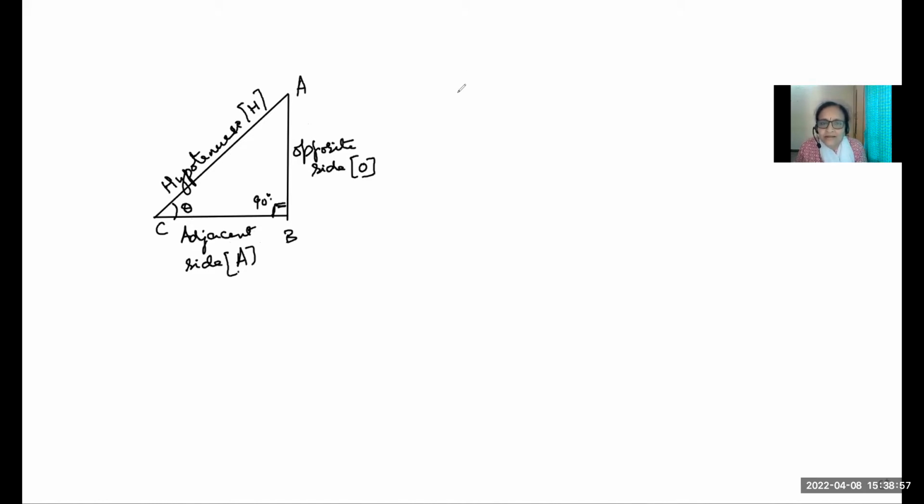Okay, sine theta is defined as the ratio of opposite side to hypotenuse. See, sine, this is not sine into theta, it is sine theta, a function. It's defined as the ratio of opposite side to hypotenuse. Next, we define cosine theta or cos theta as the ratio of adjacent side to hypotenuse and the tangent of theta or tan theta as the ratio of opposite side to adjacent side.